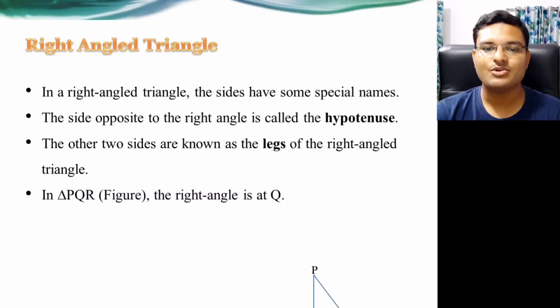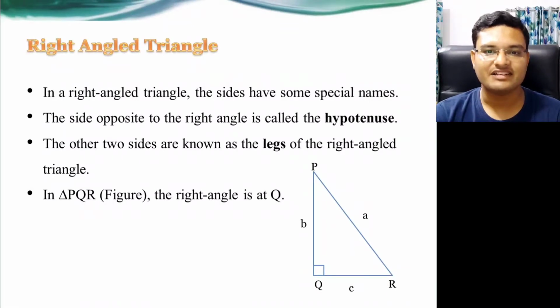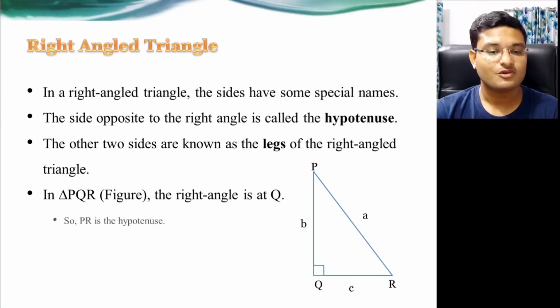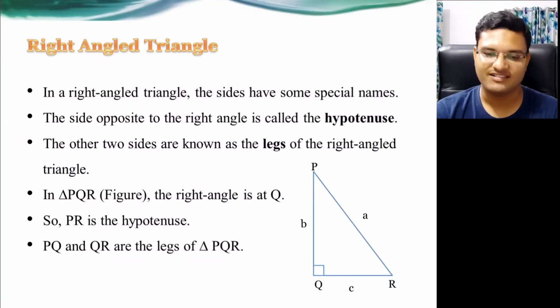In triangle PQR, as you can see in the figure, the right angle is at Q. So PR is the hypotenuse. PQ and QR are the legs of triangle PQR.